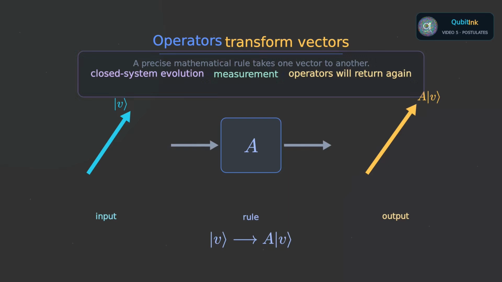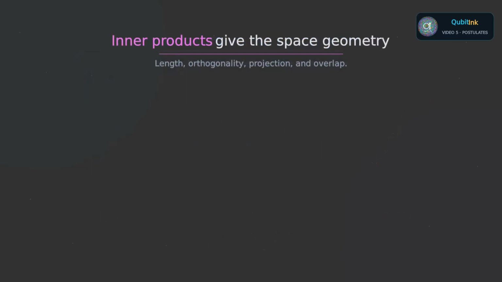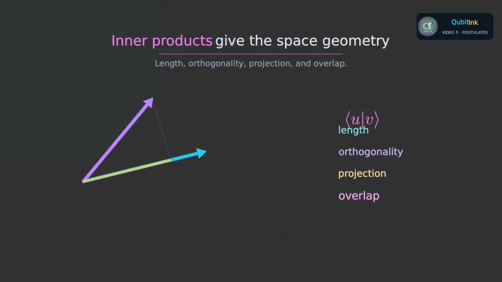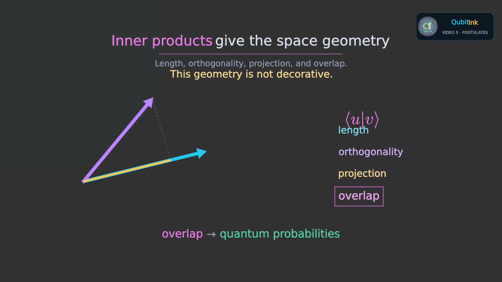Then we have the inner product. This gives our vector space geometry. It tells us about length, orthogonality, projection, and the overlap between two vectors. And that word, overlap, is worth remembering. Later, these overlaps will become closely connected to the probabilities predicted by quantum mechanics. So the geometry is not decorative. It will become experimentally meaningful.